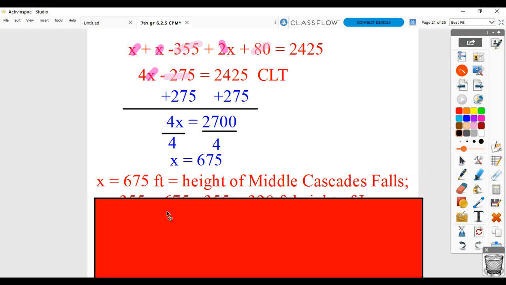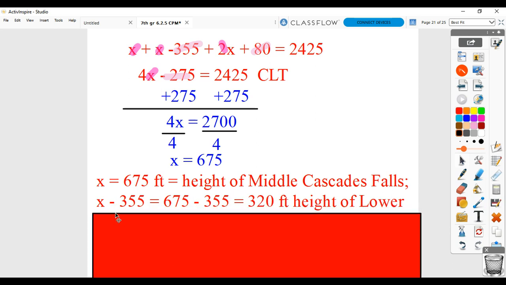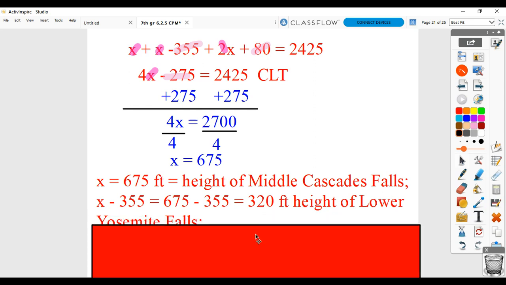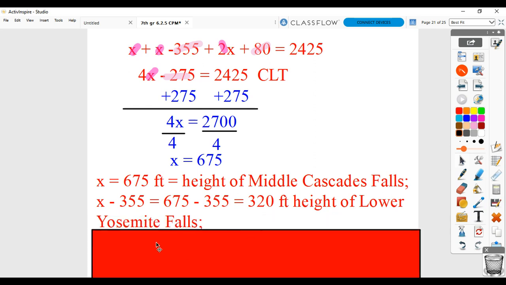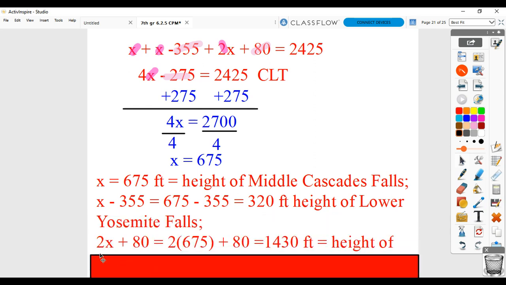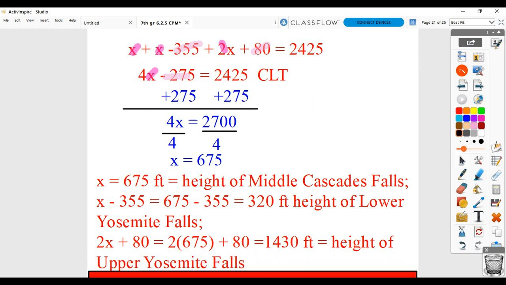But I believe they asked for the height of the others as well, so the lower would be that x value, 675 minus 355. Well, 675 minus 355 is 320, so that's the height of the lower falls. And then the upper is 2 times the value of x plus 80. So 2 times that 675 plus 80 is 1,430, which is the height of the upper Yosemite Falls.